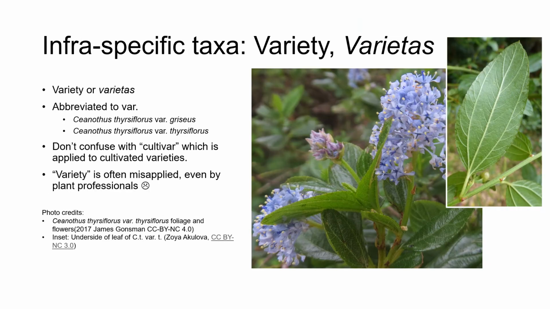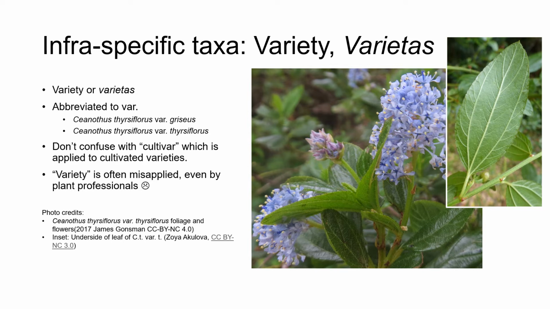The next species subtaxon is variety, or the Latin word varietas. This is used when there are minor physical differences within a species, and in contrast to subspecies, plants with these differences don't occur in clearly defined geographic or ecological distributions. Variety is usually abbreviated to just var. when you're writing the plant name. For example, Ceanothus thyrsiflorus var. griseus and Ceanothus thyrsiflorus var. thyrsiflorus.